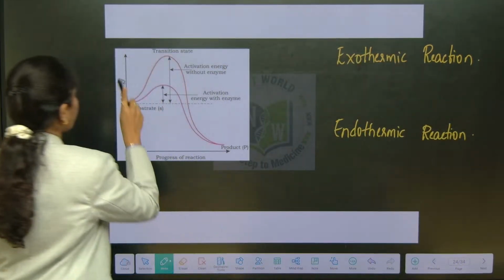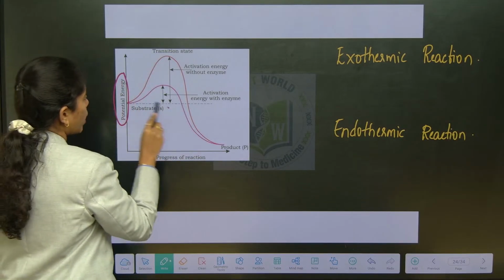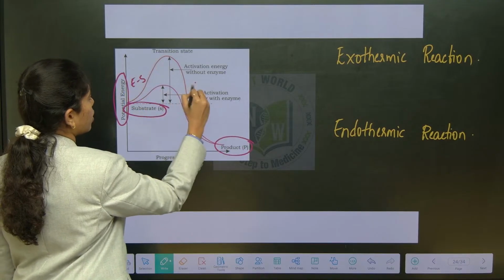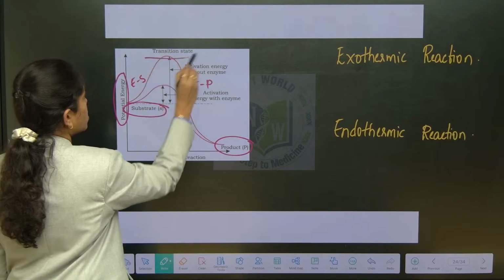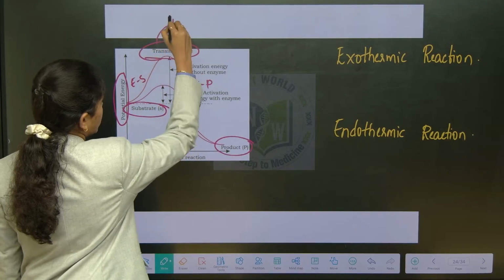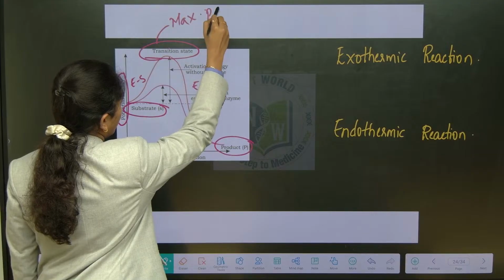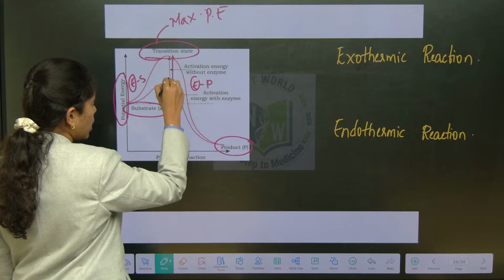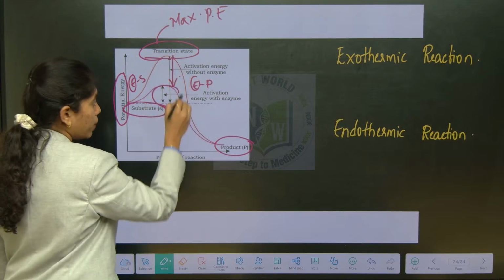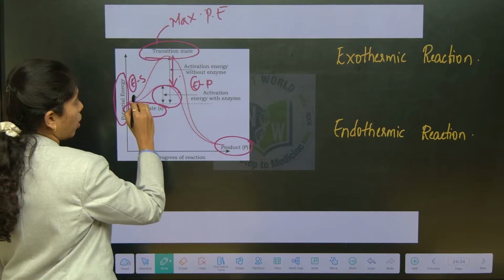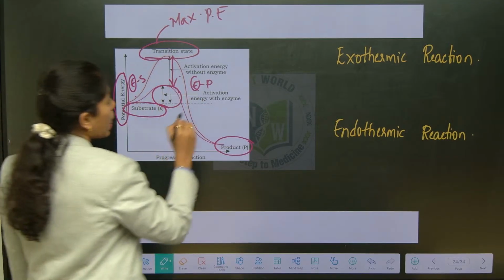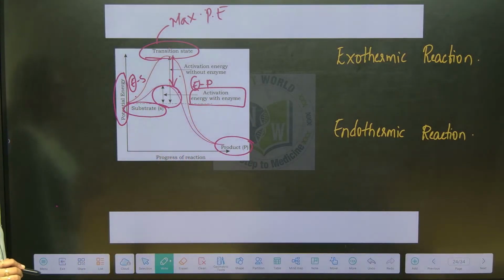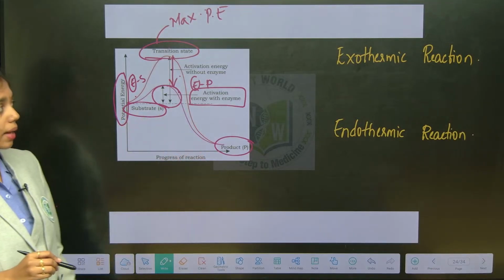Here, the maximum potential energy required to convert from substrate to product, that is, the conversion from enzyme substrate to enzyme product, is addressed as transition energy, which is the maximum potential energy. In the presence of enzymes, this maximum potential energy is not required. With minimal energy only, the enzyme substrate complex is turned to the enzyme product complex. That energy is addressed as activation energy.